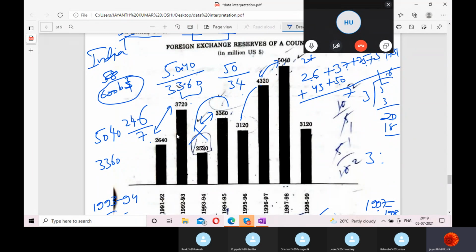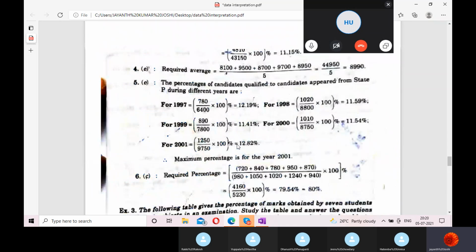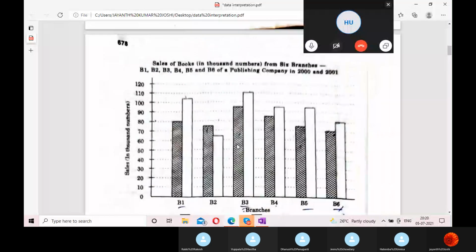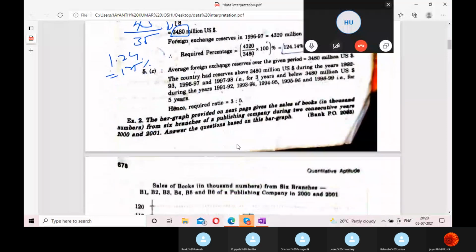In total there are 1, 2, 3, 4, 5, 6, 7, 8. So above 34.80 are only how many years? 1 year, 2 year, and then 3 years, and below that the rest 5. Okay, so 3:5 is the answer. That is 3:5.